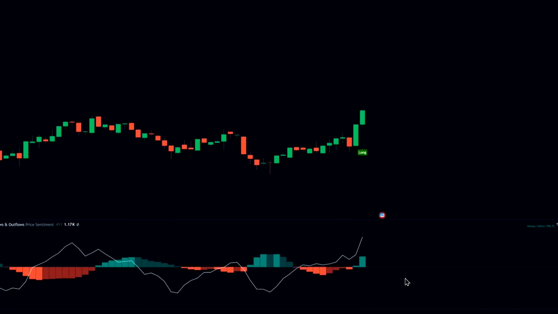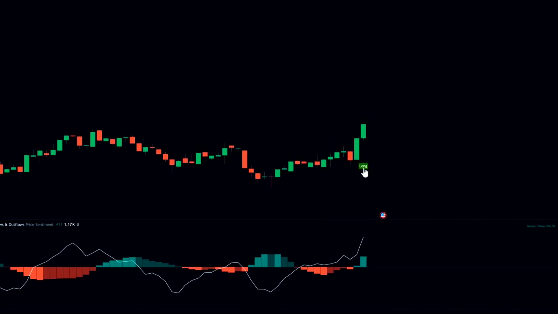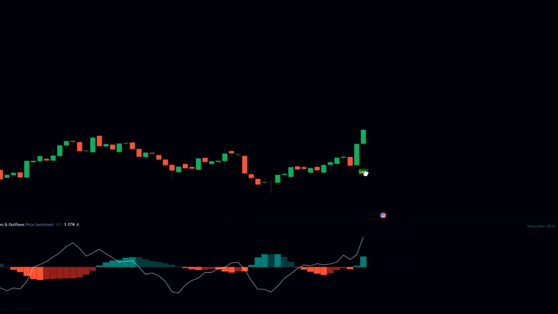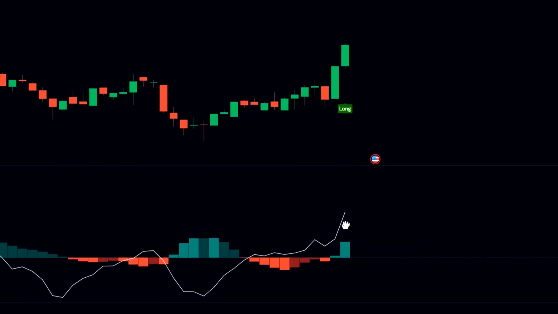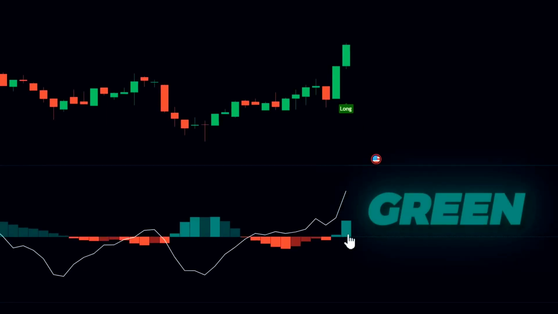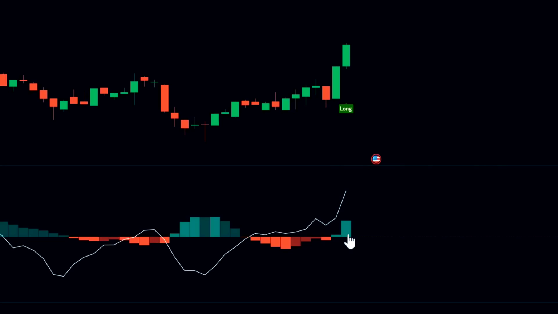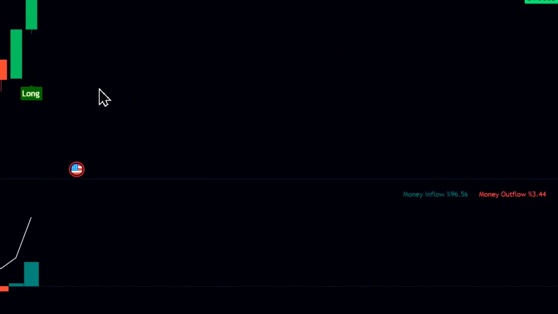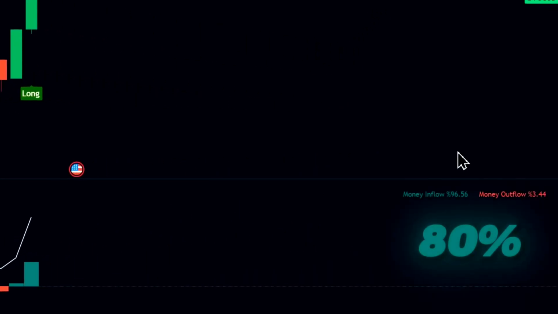To take a long position using this strategy, the first condition is that you need a long signal printed by the PT Market Beacon indicator. This will mark the entry candle. Then, look down at the histogram from the open interest inflows and outflows indicator. The most recent bar should be green, which indicates that more traders are opening new positions and increasing market interest, potentially boosting bullish momentum. The price sentiment, white line, should also be above 0, signaling that buyers are stronger than sellers. Lastly, check the money inflow value. It should be at least 80%.